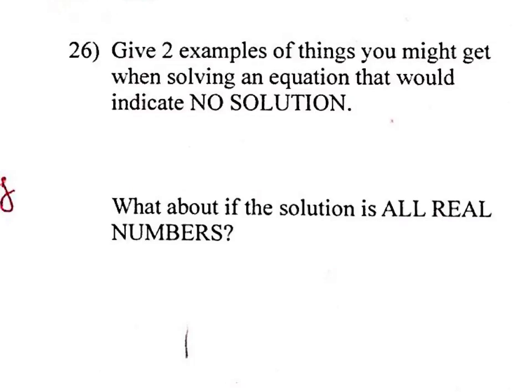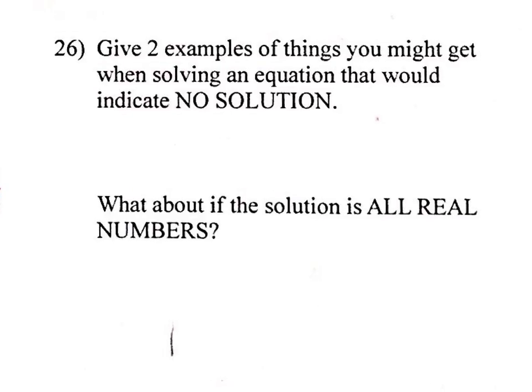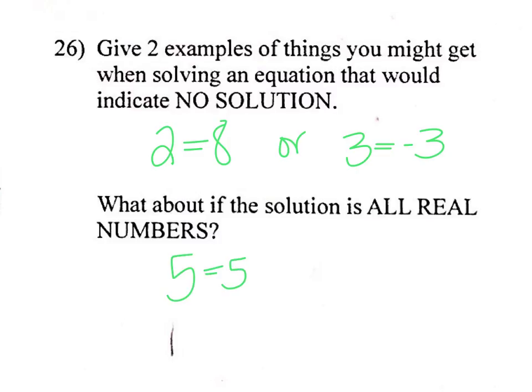26, examples of when you get no solution and all real numbers. We talked about this in class today, but just remember no solution is something that's not true, and we don't need any variables. So an example would be like 2 equals 8, or 3 equals negative 3. That's not true. All real numbers would be something like 5 equals 5, or 17 equals 17, right? Those are both true statements, so that would give you all real numbers.